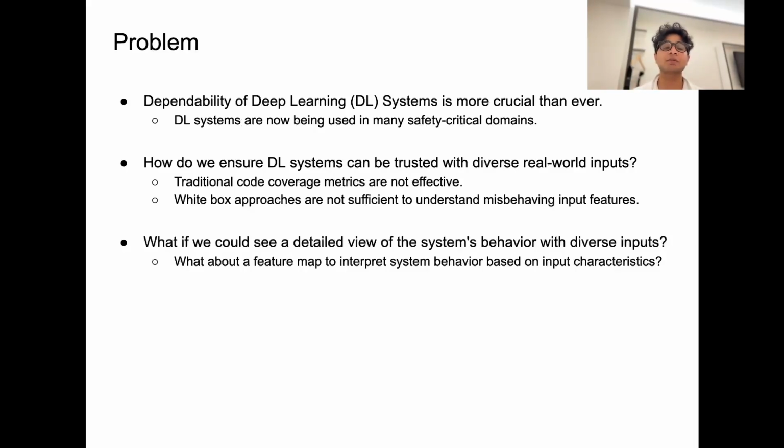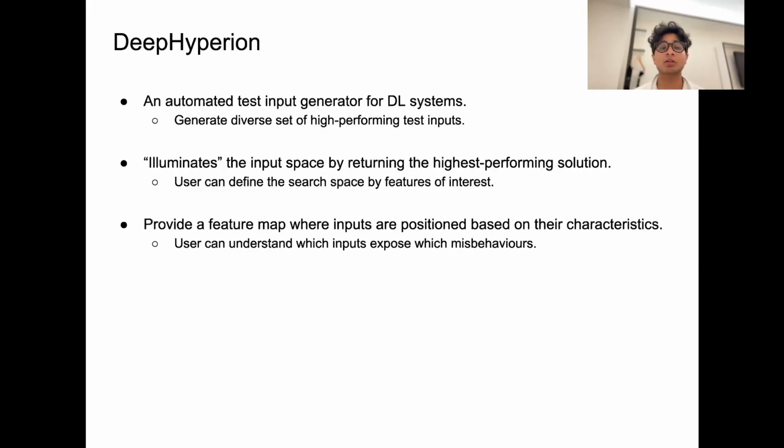Traditionally, we have used code coverage metrics, but these are not effective because deep learning systems' behavior changes depending on what type of data it was trained on. We now also have white box approaches, but these are not sufficient to understand exactly which inputs are causing misbehaviors. So it would be nice if we could see a detailed view of the system's behavior with very diverse inputs. And so the question is, what about a feature map? What if we could see a feature map to interpret the system's behavior based on different input characteristics? That is what Deep Hyperion does.